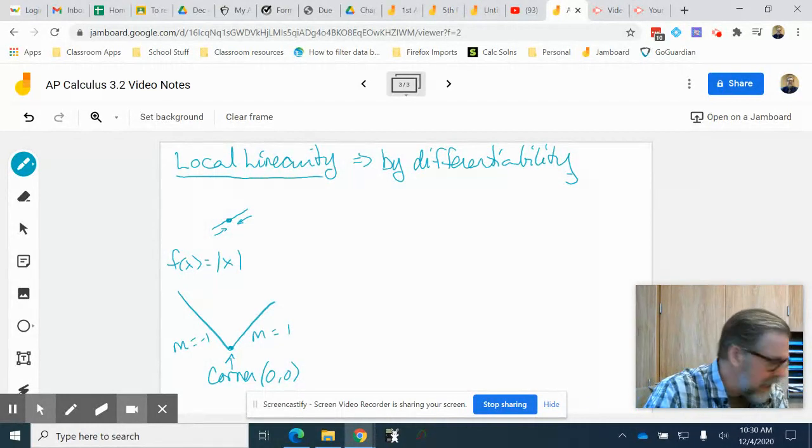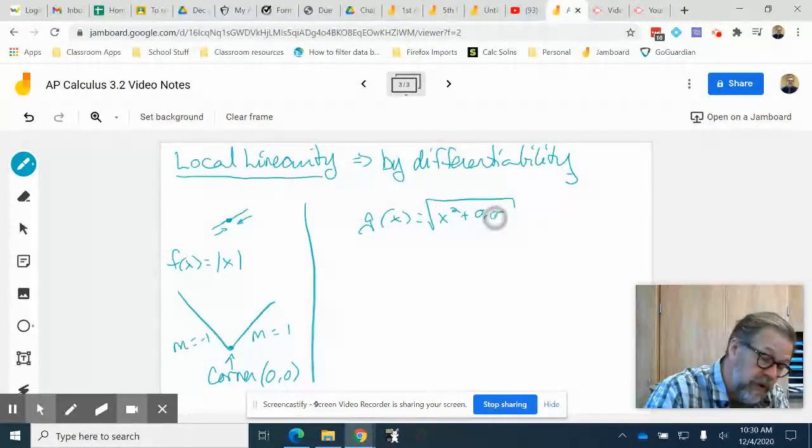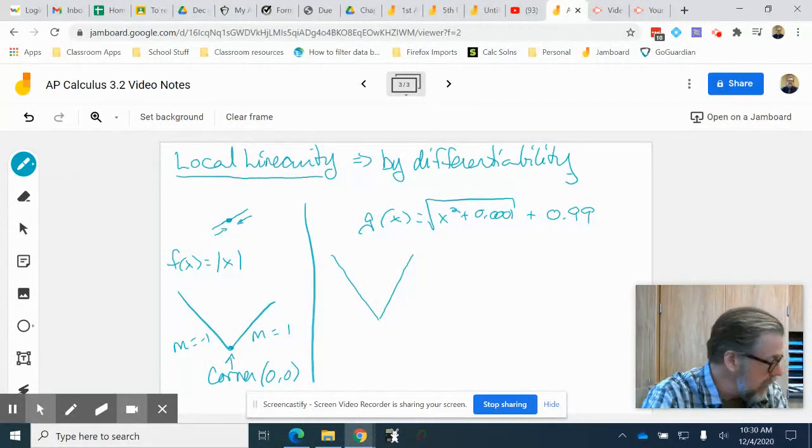Well, let's look at a slightly more complicated function. g of x equals the square root of x squared plus 0.0001, plus 0.99. If you graph this, and you can pause and dive into your calculator for a second, it looks like this. So the question is, what happens here?